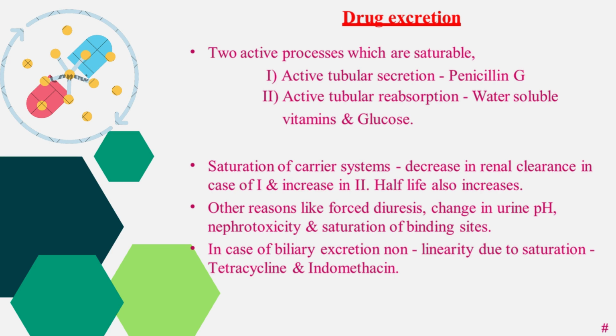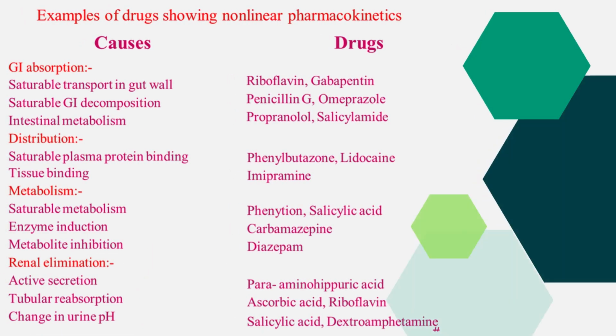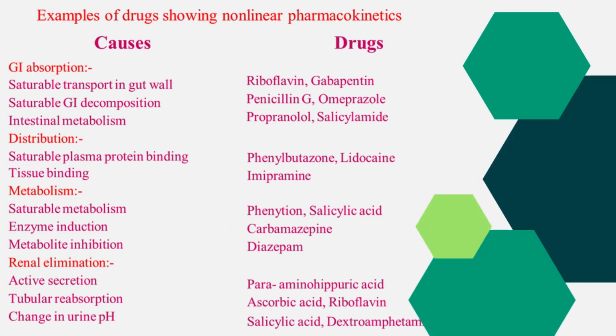In case of biliary excretion, non-linearity is due to saturation, for example tetracycline and indomethacin. Here are the examples of drugs showing non-linear pharmacokinetics. GI absorption: saturable transport in gut wall, riboflavin, gabapentin; saturable GI decomposition, penicillin G, omeprazole; intestinal metabolism, propranolol, salicylamide.